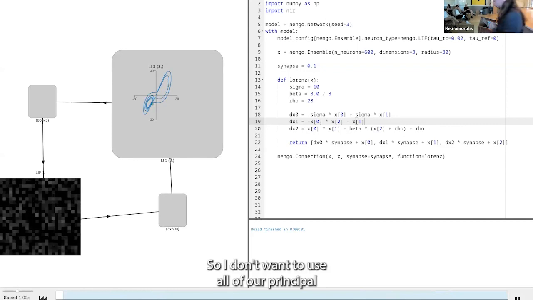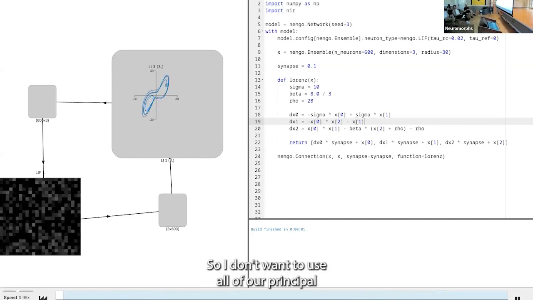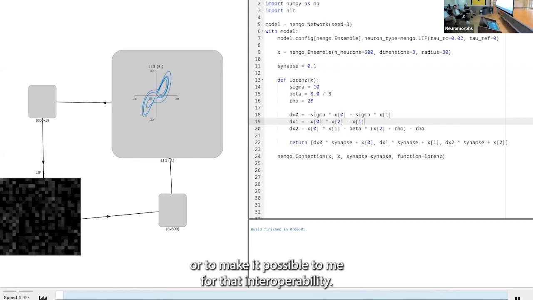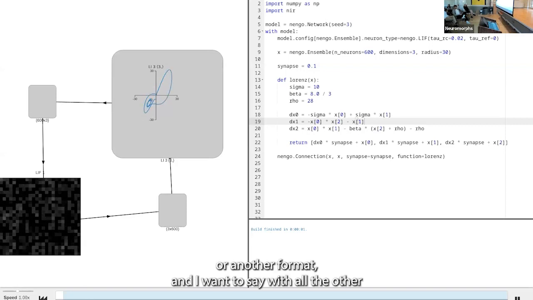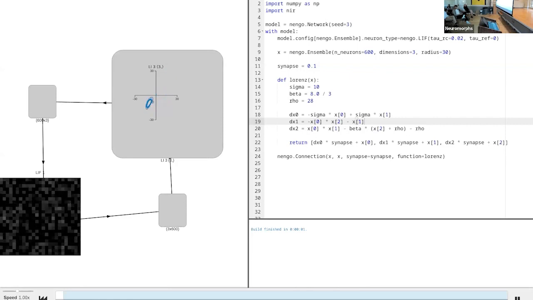So how do you use NIR now to improve Nengo or to make it faster? To me, it's more about interoperability. If people have designed models in one format or another format, and I want to build things to stitch it all together, I see. Yeah.